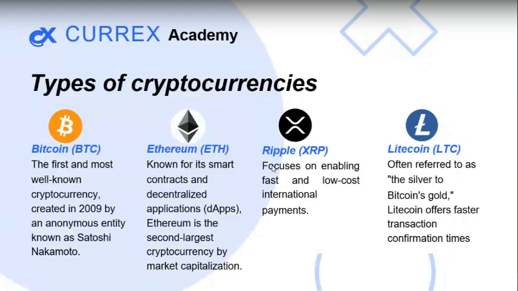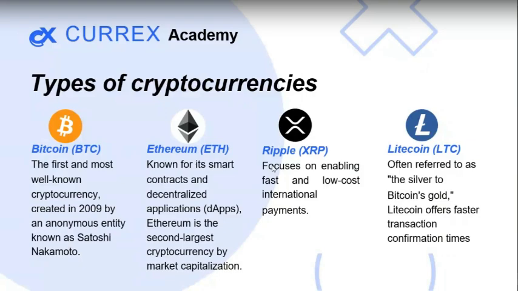The second most popular one is Ethereum. Ethereum is known for its smart contracts and decentralized applications called dApps. Ethereum is the second largest cryptocurrency by market capitalization. Market capitalization is used to know what a crypto asset is worth at that moment.